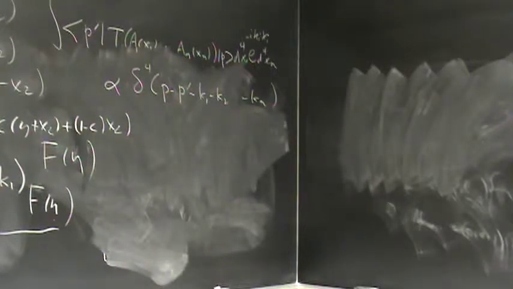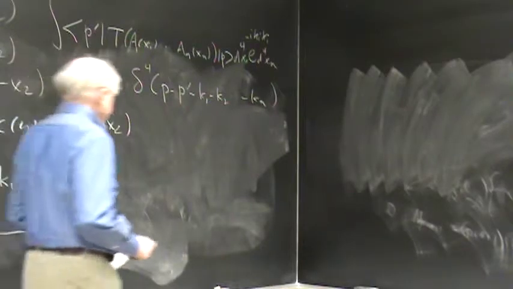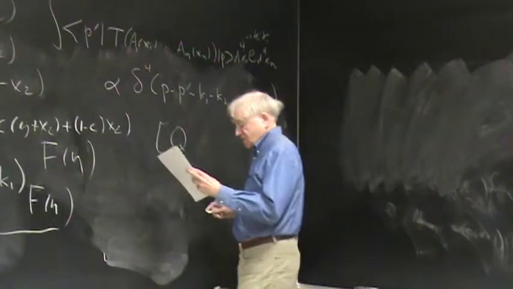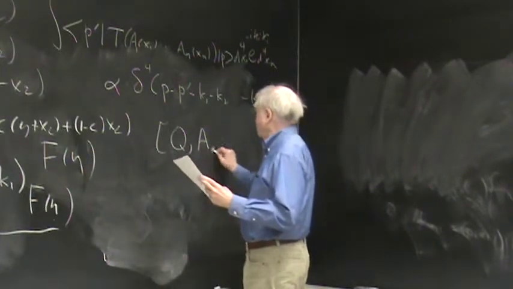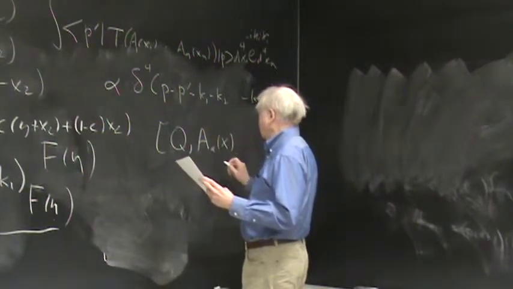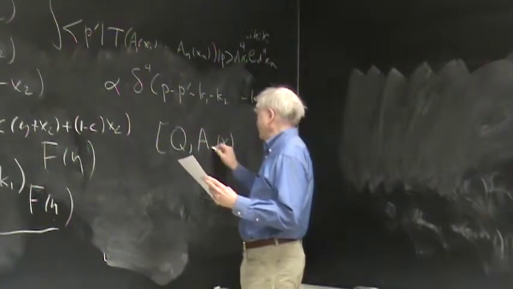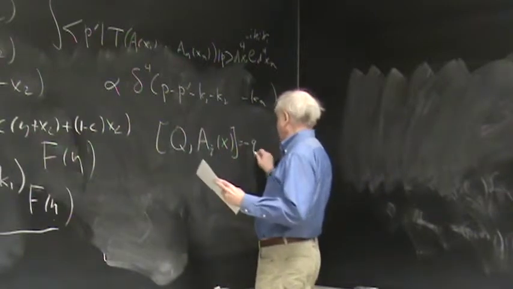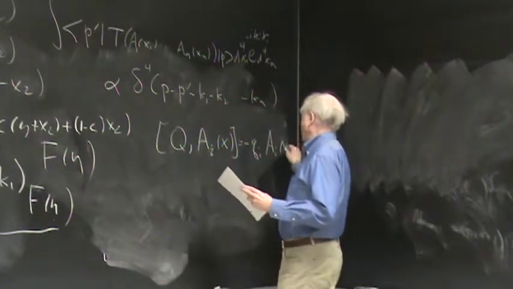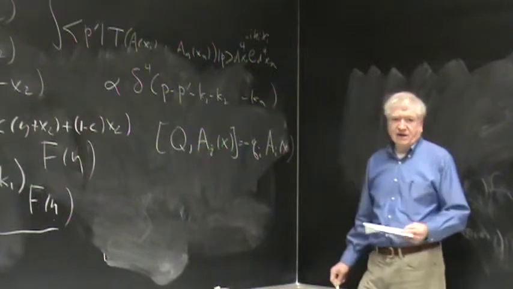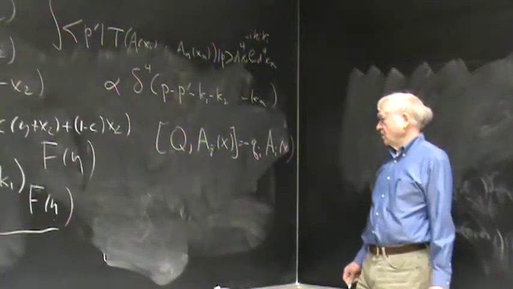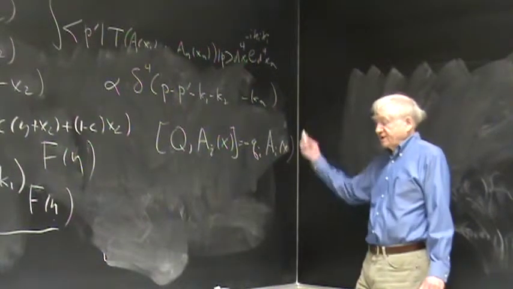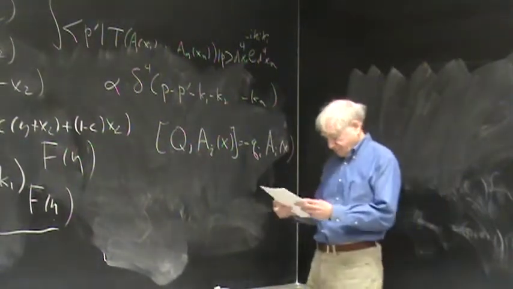For example, you can say Q on some field, and I'm labeling it. Actually, why don't I just use it? Index i. This is going to be minus Q sub i, K sub i of X, if the field carries charge Q. Let's say that it annihilates particles of charge Q and creates particles of charge minus Q.